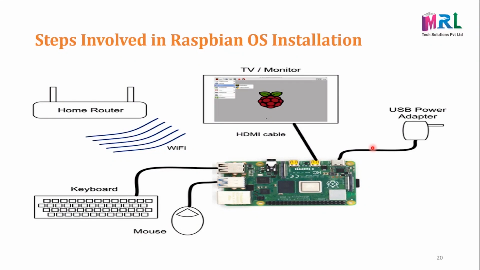After this connection, your Raspberry Pi board will act completely as a CPU, that is, a mini CPU. After that, we need to connect to a Wi-Fi network with the help of the Wi-Fi password, because it has inbuilt Wi-Fi and Bluetooth. Through that we can connect to our home network.